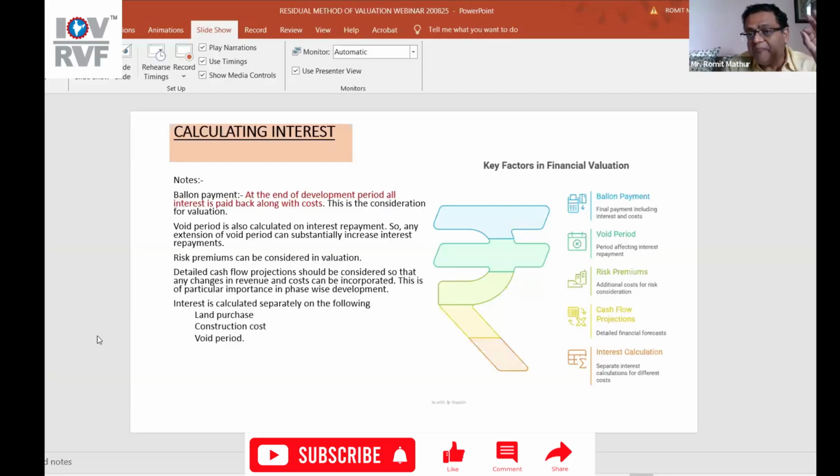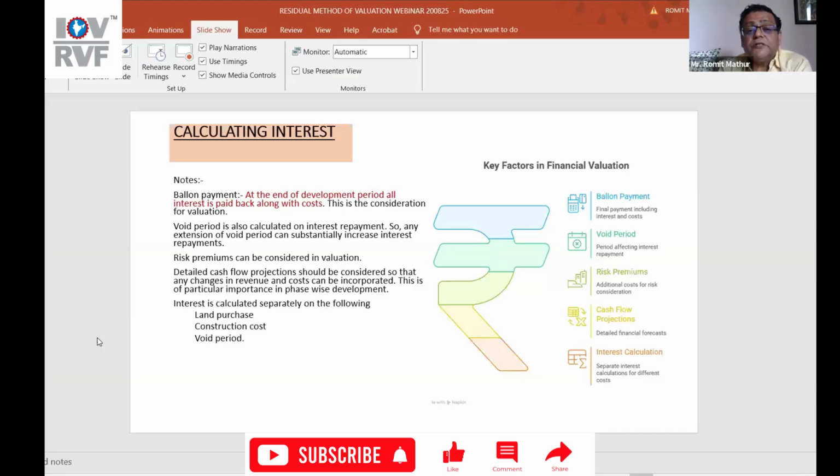What does that mean? That means if a builder's marketing team is not able to sell the product in 6 months but takes 8 months, then this void period interest can substantially increase the cost. The risk premium can be considered in valuation. So this is the risk premium. You can account for that, it may not happen in 6 months, it may happen in 9 months. So one factor you can account for is what is known as risk period.